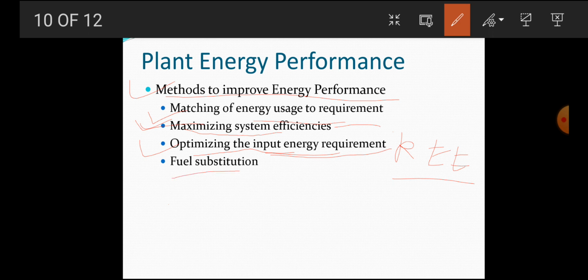Then last is fuel substitution. So what is fuel substitution?